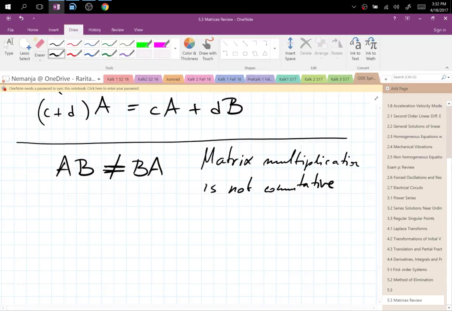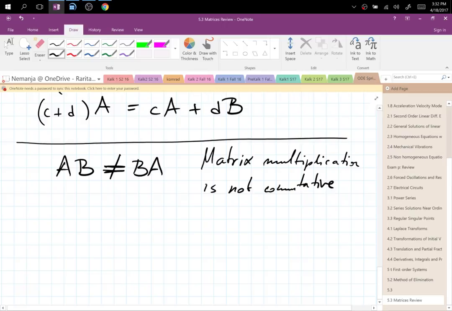So matrix multiplication is not commutative, meaning that you can't do what you do with numbers. 2 times 3 is 6 and 3 times 2 is 6. With matrices it doesn't work because once you swap them, they might have orders that don't match, and then you can't do the multiplication.